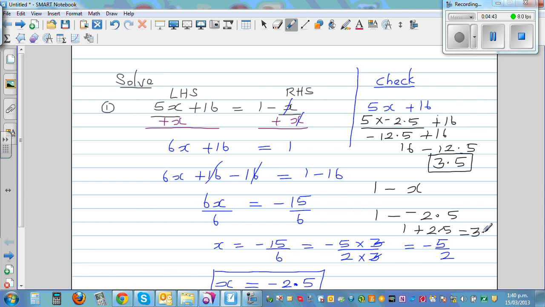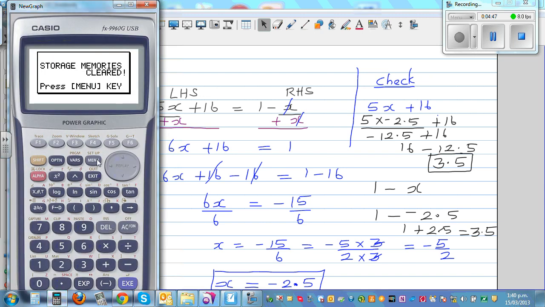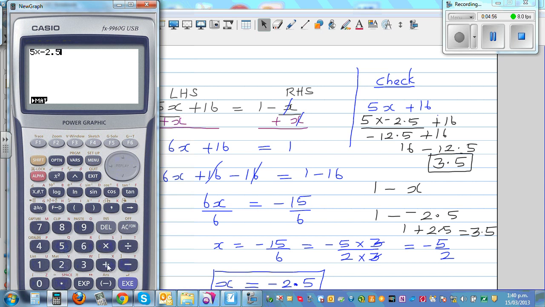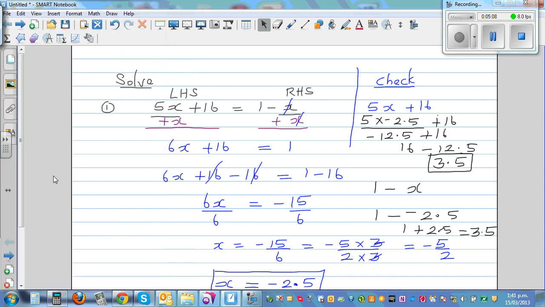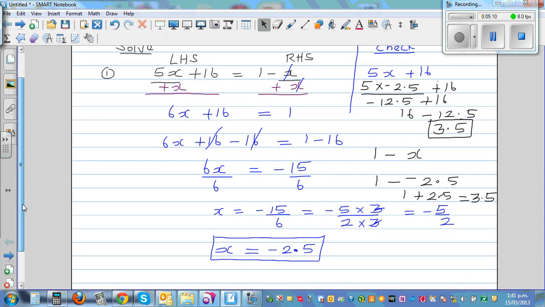And for those who have the calculator, you can do this faster. So let's check it. So this is 5 times minus 2.5 plus 16 is 4.5, and 1 take away negative 2.5 is 3.5. Okay, so we have confirmed the answer, and our answer is right.